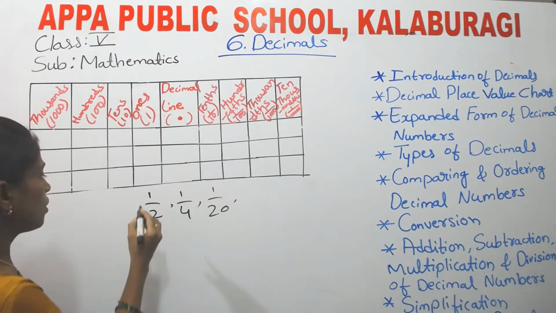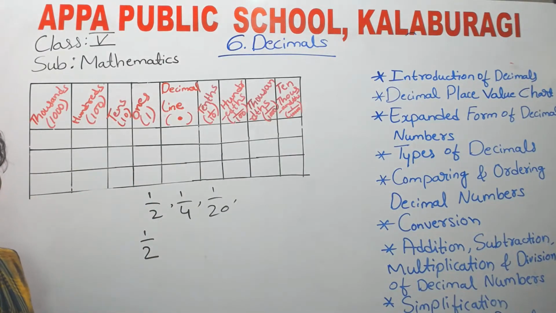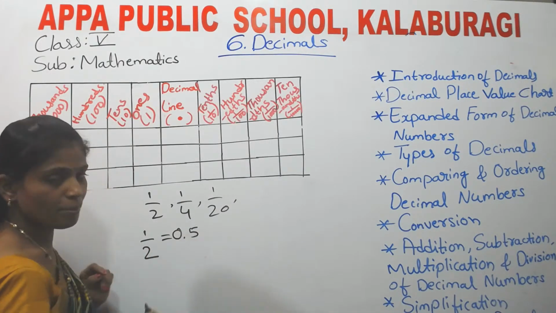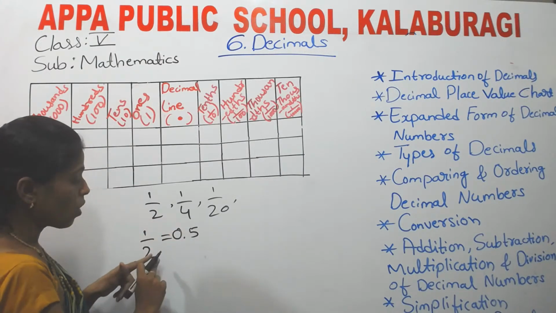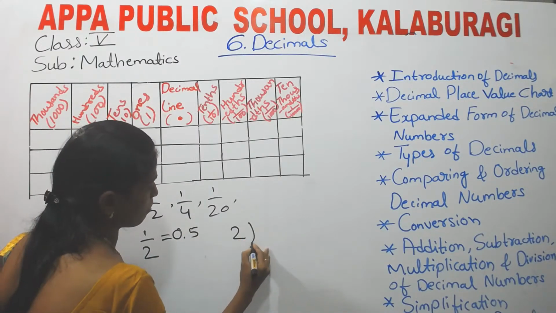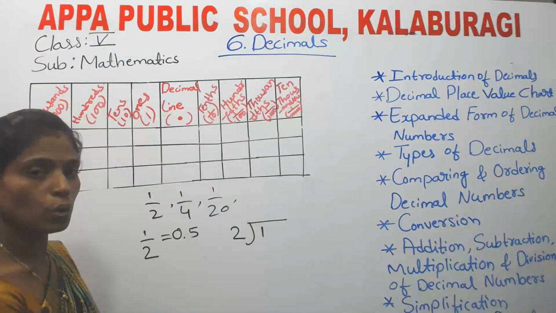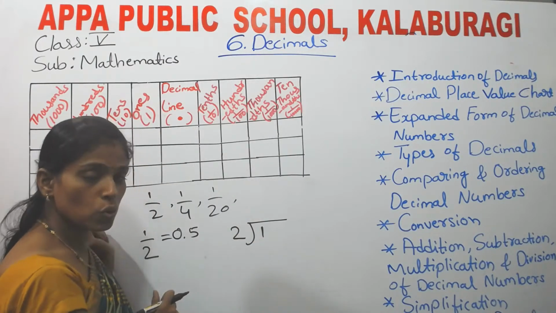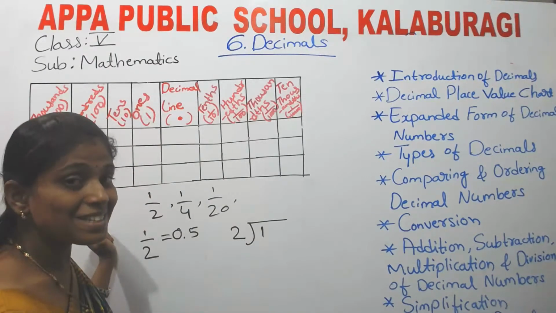How? I will show. This is 1 by 2. You can divide 1 by 2, and you will get 0.5. These fractions change to decimals also. How will you get 0.5? Now you divide this number. 1 is there. Is it possible, children? No. Why? The divisor 2 is the greater number and the dividend is the smaller number. It is not possible.